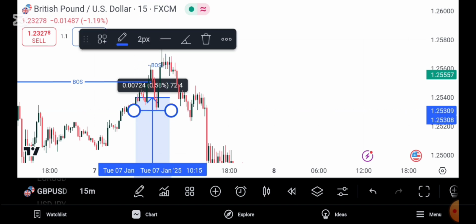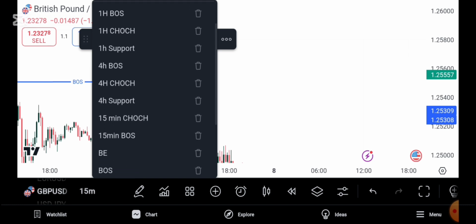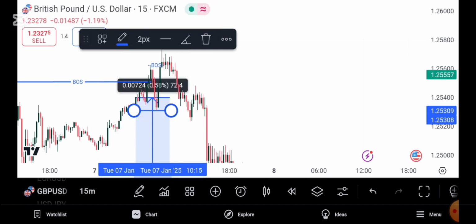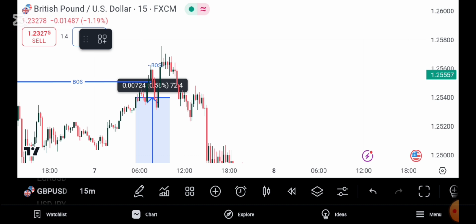So this is our support level. This becomes our new support level. I've put the 4 hours, but I was supposed to put the 15 minutes.